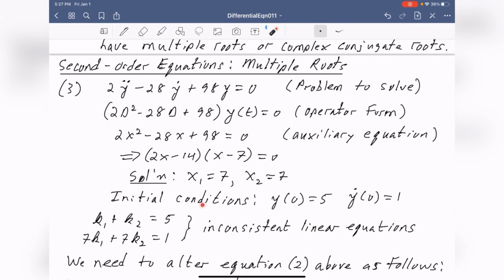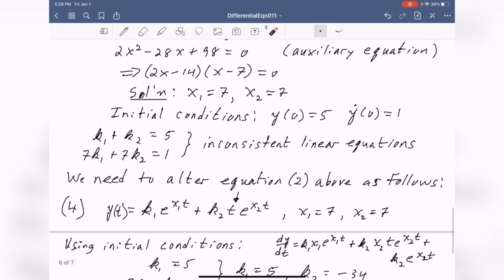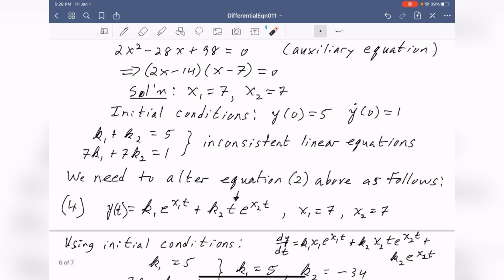Further, we're given initial conditions: at time t equals 0, y is 5, and at t equals 0, the first derivative of y equals 1. So when we construct the equations as we did before to determine k1 and k2, we find that we have an inconsistency. k1 plus k2 is 5, and 7 times (k1 plus k2) is 1. That's an inconsistency. So we need to alter equation 2 above as follows.